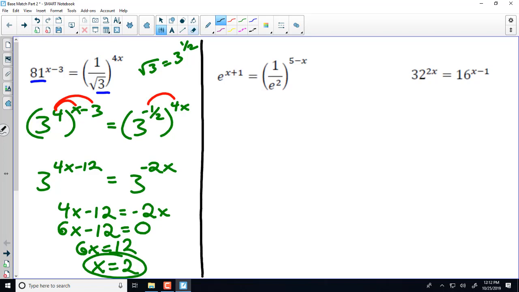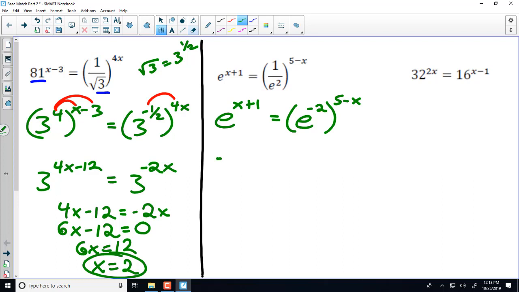Okay, let's look at this next one with the e's in it. Sometimes e's freak people out. There's actually nothing to do on the left-hand side. It's all set to go. E to the x plus 1. On the right-hand side, since we have an e squared in the denominator, that e squared can come up to the numerator as long as we rewrite it as e to the negative 2 instead. So we just rewrite 1 over e squared as e to the negative 2 power.